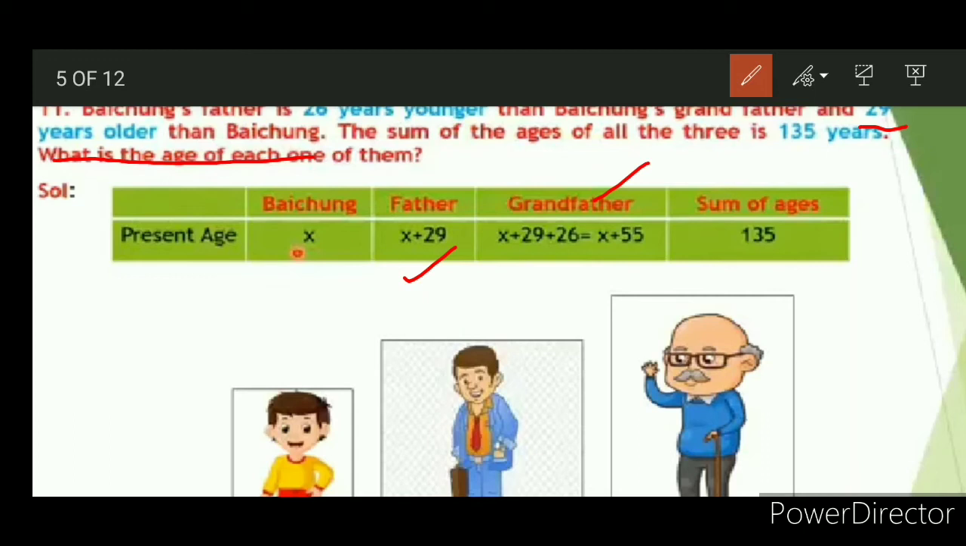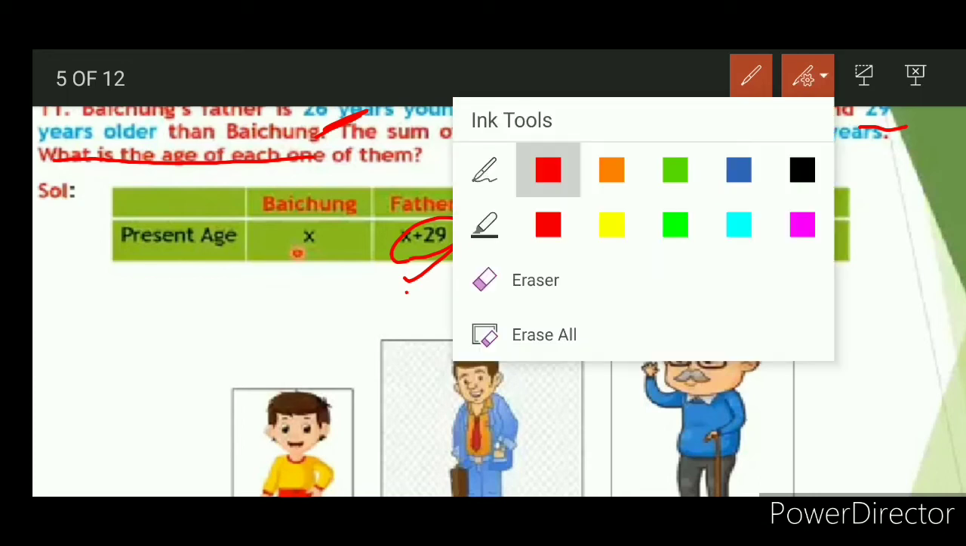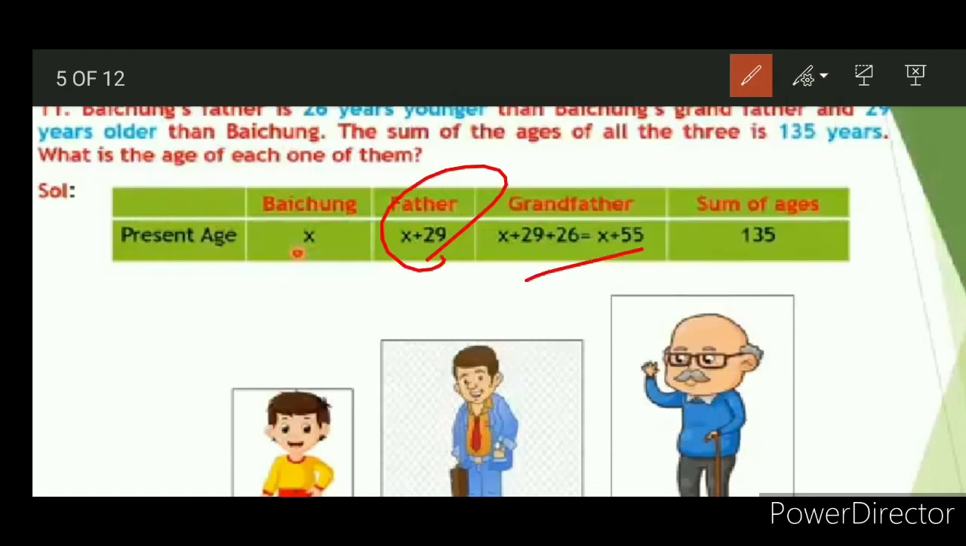If we add 26 to the father's age, it will give the grandfather's age. Baijung's father is 26 years younger than the grandfather, so the grandfather is 26 years older. So father's age we know is x plus 29. x plus 29 plus 26 gives x plus 55. This is the grandfather's present age.